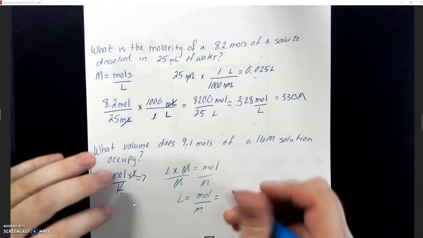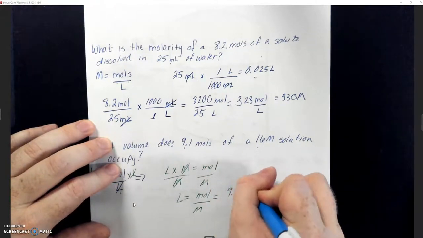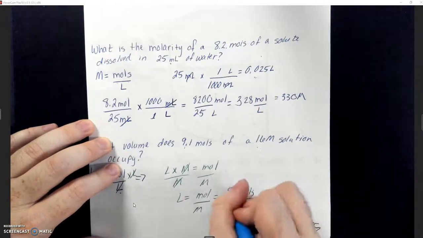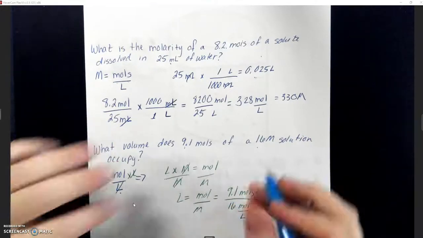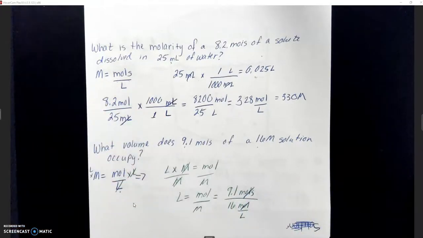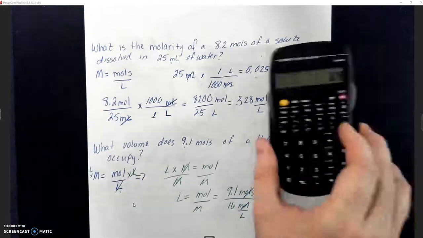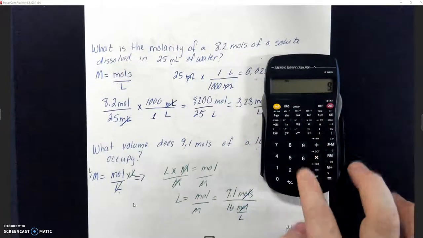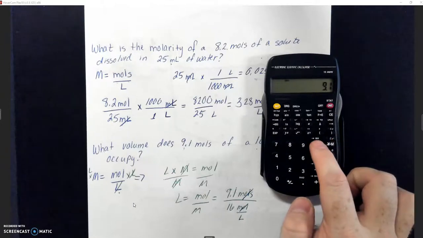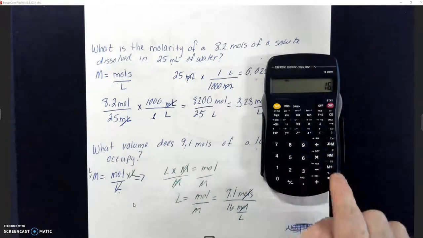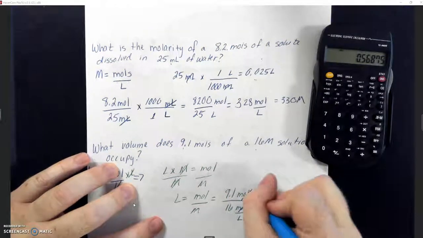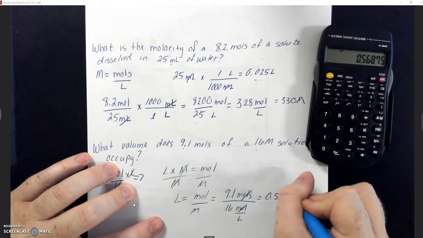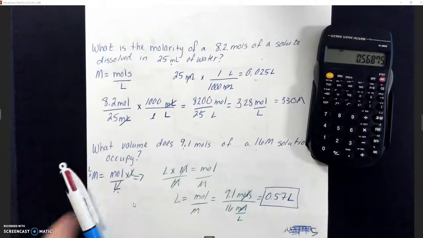We can just plug in 1.9 moles over 16 molar. Now I would break down molar into moles per liter. The reason why is because these cancel. And now we plug it into our calculator. 0.56875. We are only allowed 2 significant figures, so it would be 0.57 liters. And that is it.